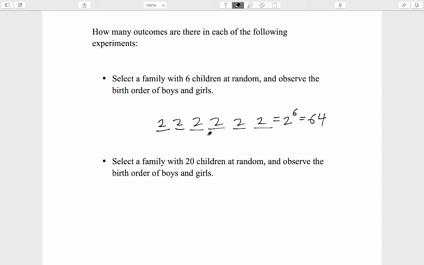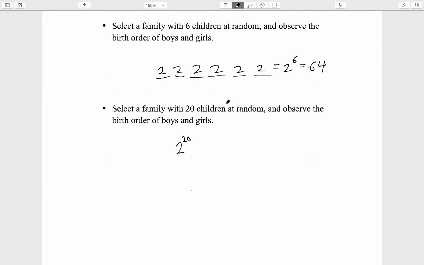What if we go from 6 children to 20 children? We don't need to write out all the slots. We see what role 2 plays in this problem, and we see what role the 6 played in the previous problem. The number of children, that is the number of slots, is counting how many 2's are being multiplied together. So that goes into the exponent. The answer here is going to be 2 to the 20th, which is a little bit more than 1,000,000.